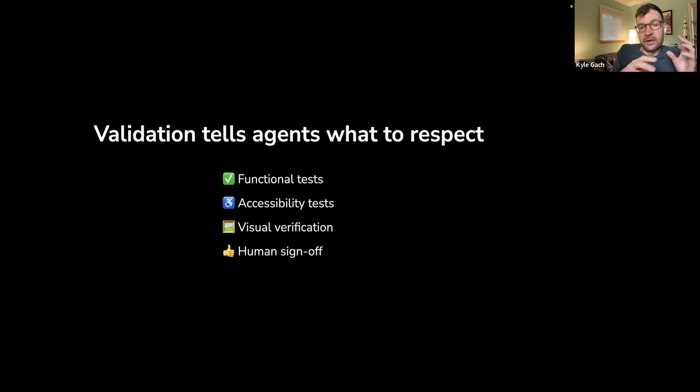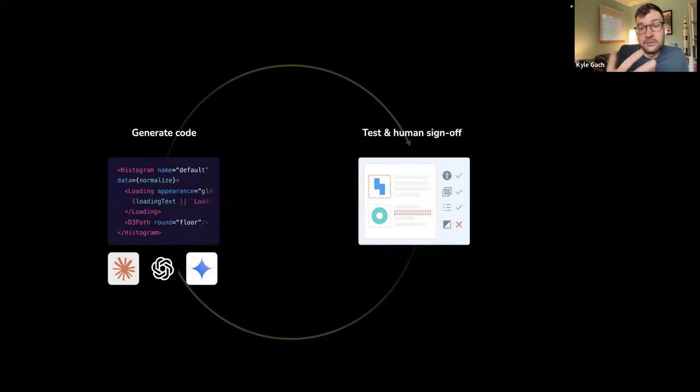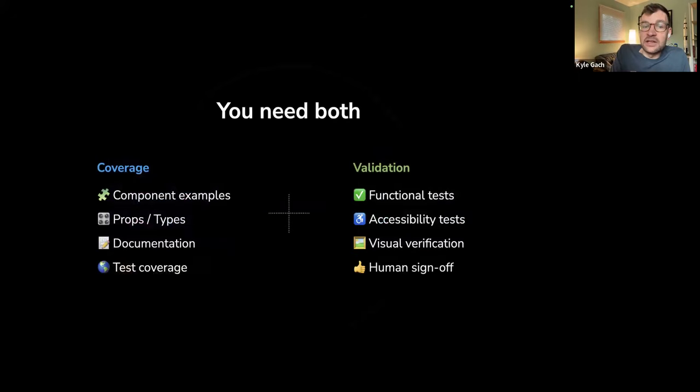So we have context, and then we have validation. That tells the agents what to respect as they're doing the work. We've got functional tests or interaction tests, accessibility tests, visual verification, and human sign-off. All those tests have to pass, the human has to sign it off, and then we have shippable UI. So the agent generates the code, it runs the tests, and then we're good to go. And you need both: the coverage and the validation.